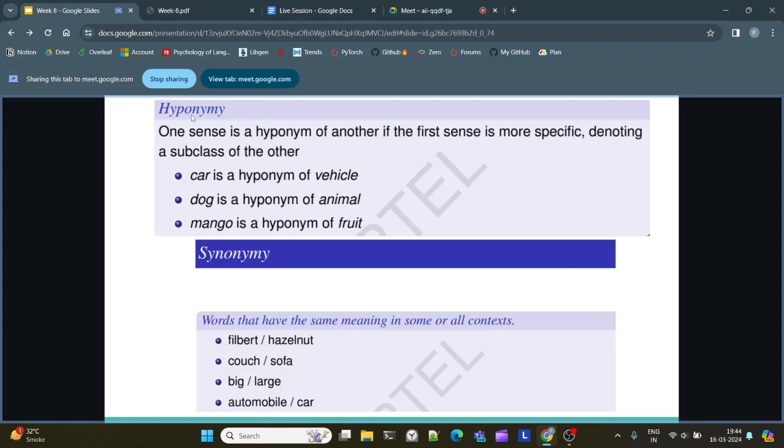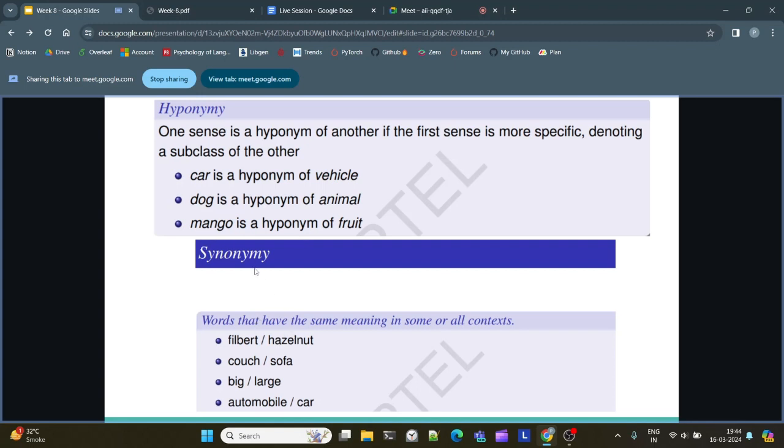Next is hyponymy. So what is hyponymy? So we have hyponymy and hypernymy. Hyponymy is the subclass, hypernymy is the superclass. What does it mean? One sense is a hyponym of another if the first sense is more specific and a subclass of another. For example, dog is a hyponym of animal. Even cat is a hyponym of animal. Mango is a hyponym of fruit. Whereas if we reverse it, fruit is the hypernym of mango. Fruit would be the superclass and mango is the subclass. So this way is the hyponym relation, and this way is the hypernym relation.